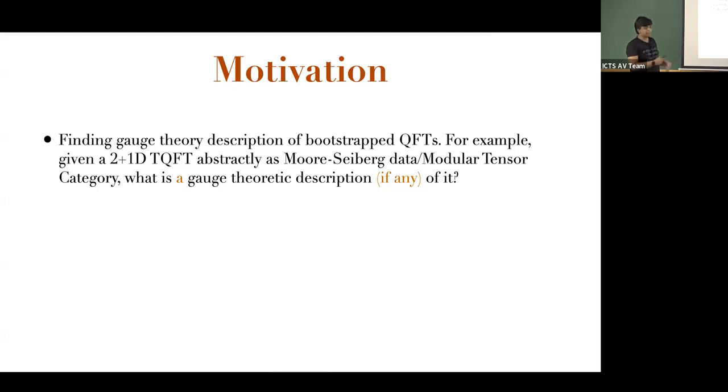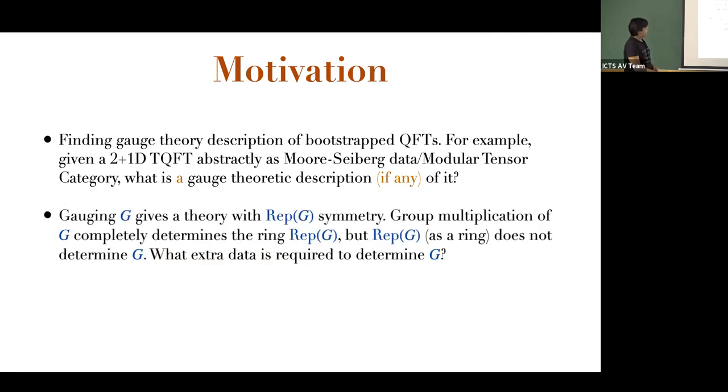So that is the abstract way of writing down the set of line operators in the 3D TQFT and the correlation functions. Given that data, do we know whether that theory admits some kind of gauge theory description? So that's the question. So that's the motivation, and we will try to do these in explicit examples as we go along. Another motivation is gauging.